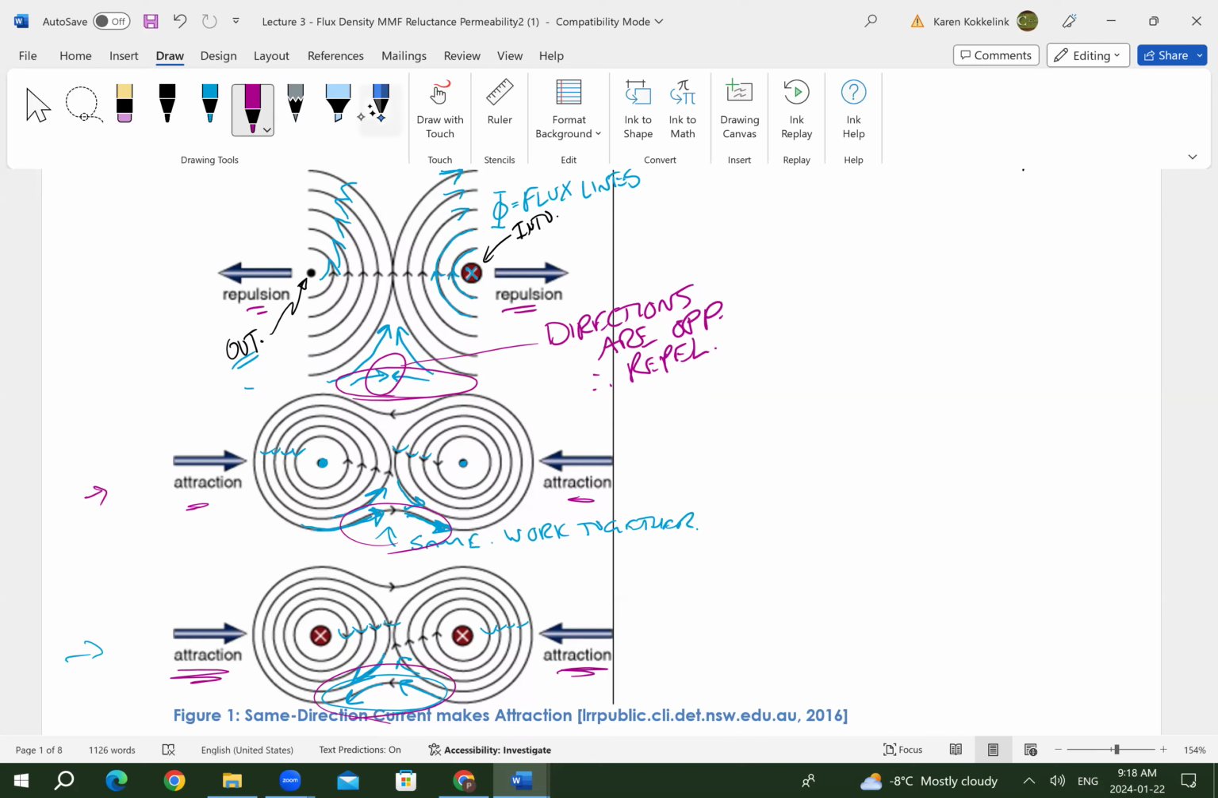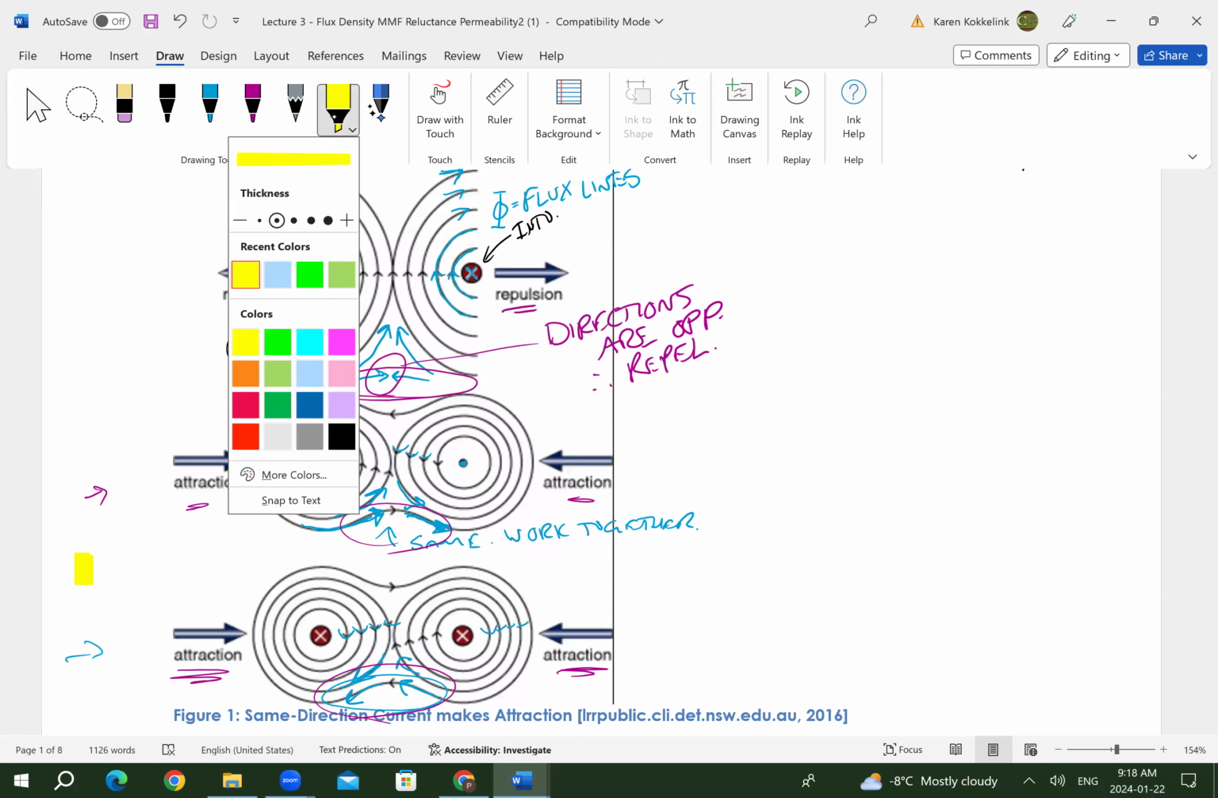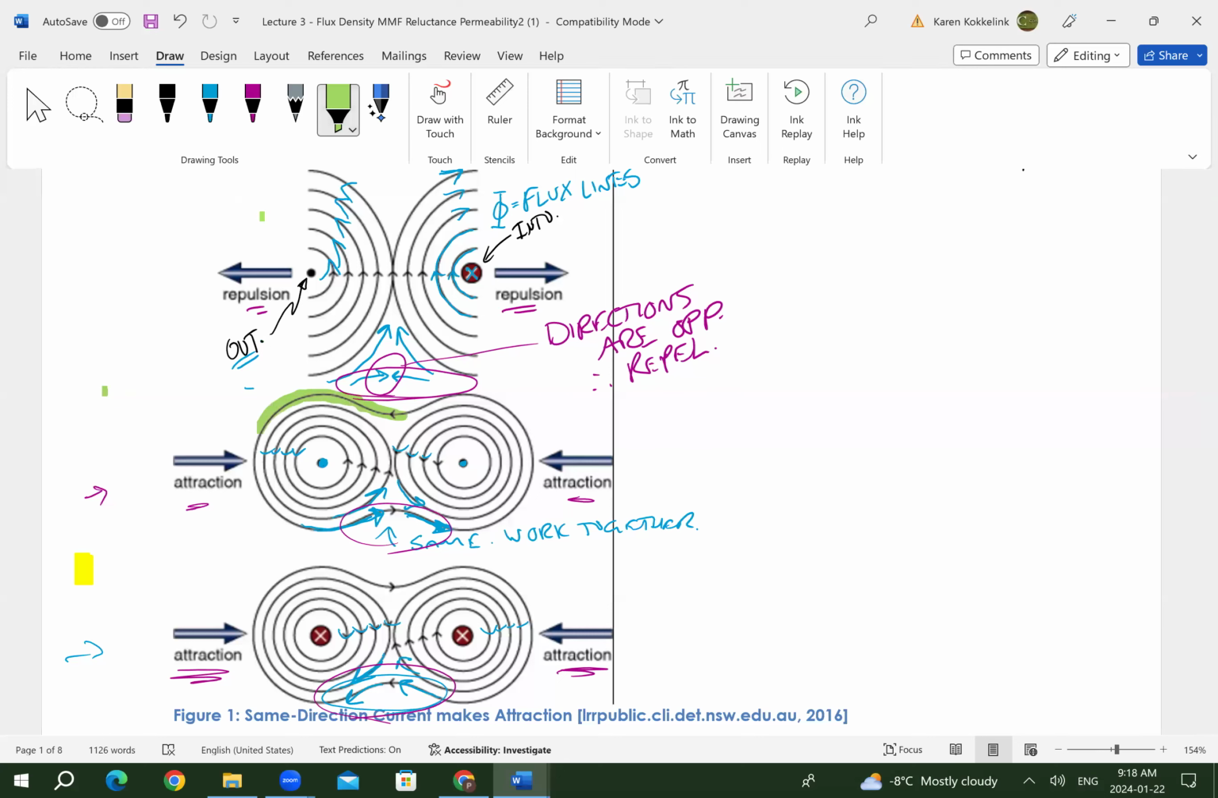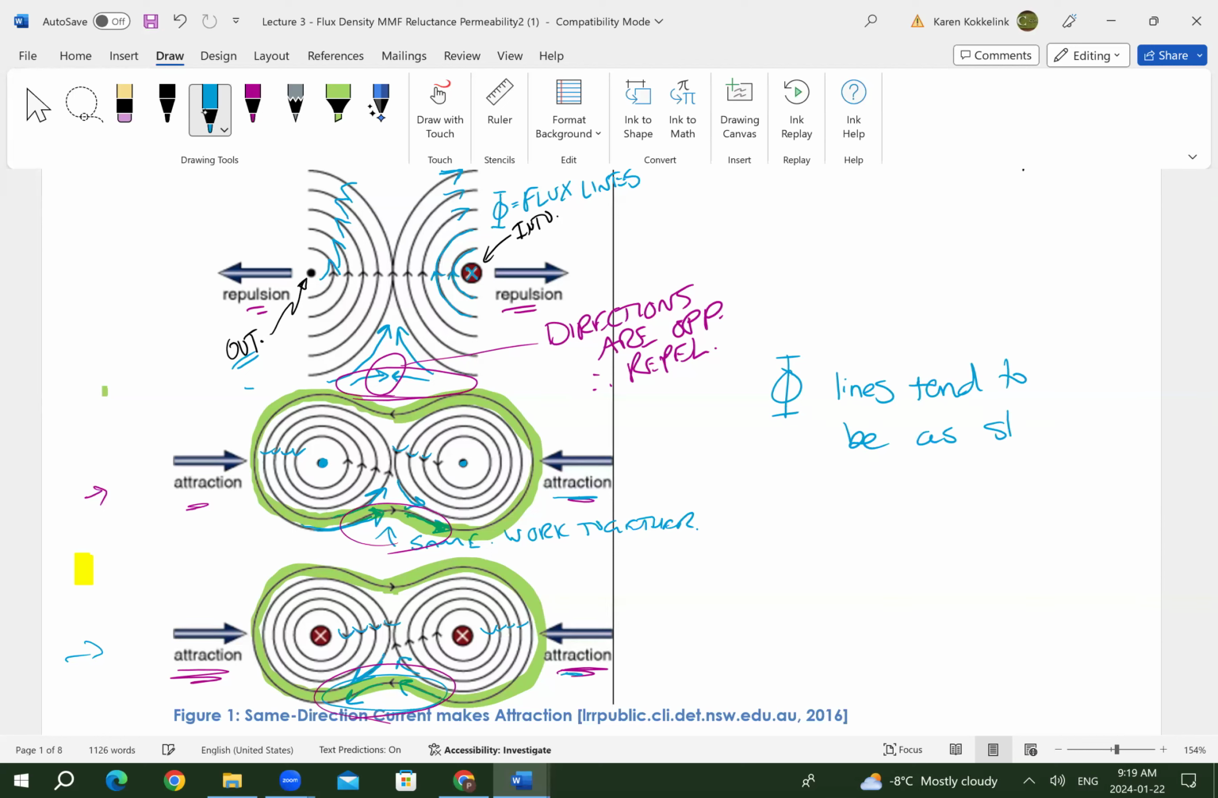Attraction. So how do we know that they actually attract? We think back to another principle of magnetism that says magnetic lines of flux like to be as short as possible. These formed together because they were in the same direction, sure. But then we have to remember why they are going to attract. Because flux lines tend to be as short as possible. And that's the reason why.